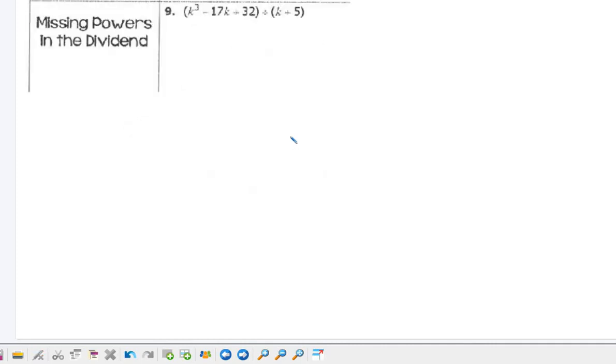So notice here it says, what do we do if we have a missing power in the dividend? We have to put a placeholder there. So in my box goes the opposite, so -5. So notice I have a 3, I'm missing a squared term, and then I have a 1. So I'm going to put 1 for my k cubed, 0 for my k squared, -17 for my k, and 32 for my constant.